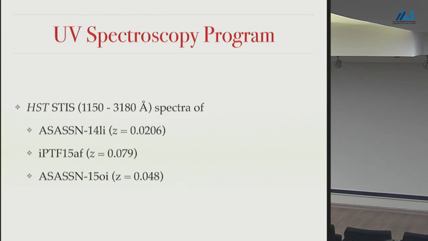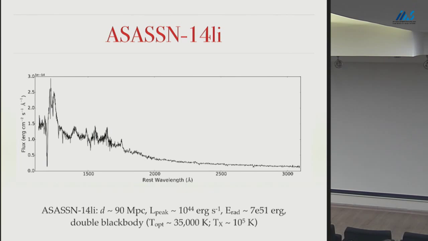I should say this is all a work in progress, so I'm going to be kind of going through this on the fly. Here is our spectrum of ASASSN-14li. So again, to give you the main numbers, distance of about 90 megaparsecs, peak luminosity a bit shy of 10 to the 44 ergs per second. Radiated energy, I thought it was about 7 by 10 to the 51. Thomas, you can correct me if that's wrong.